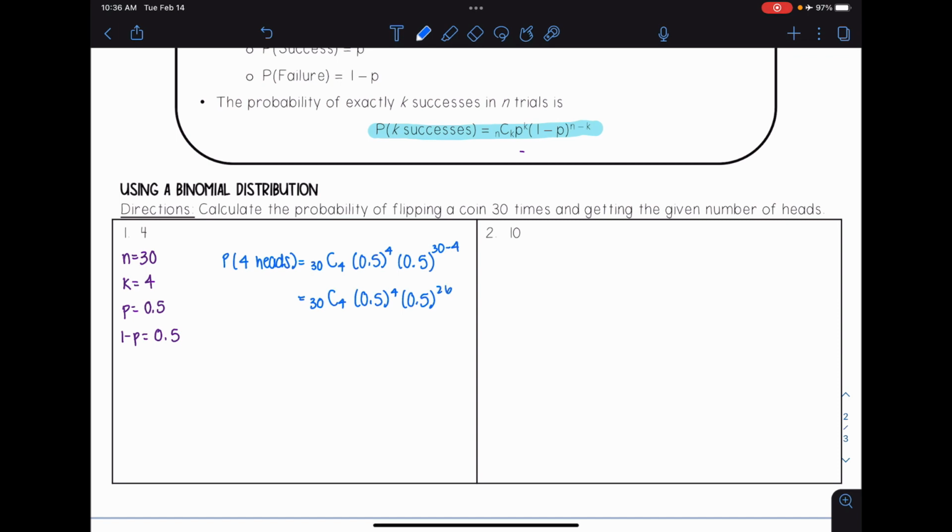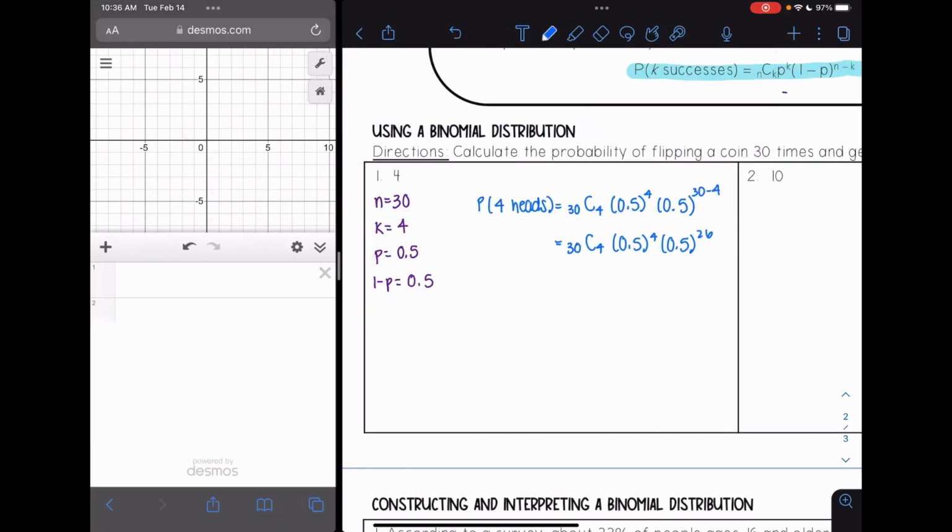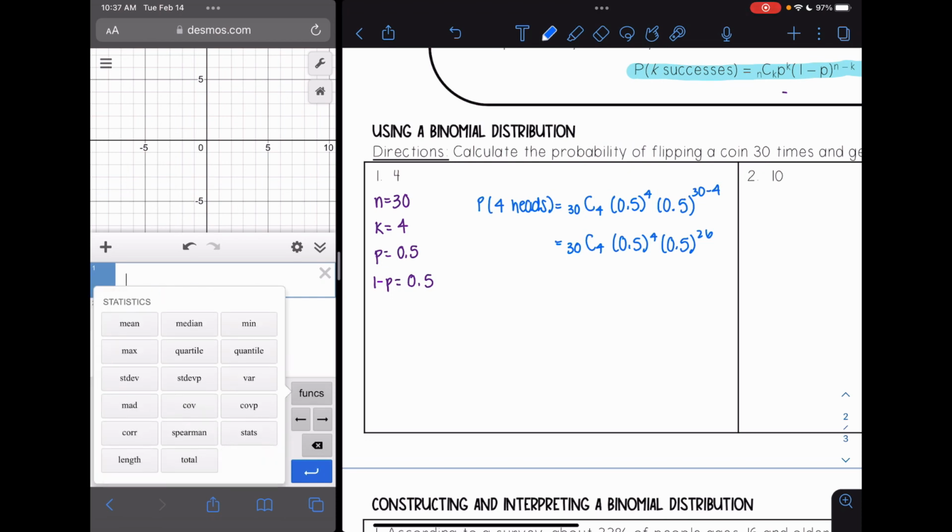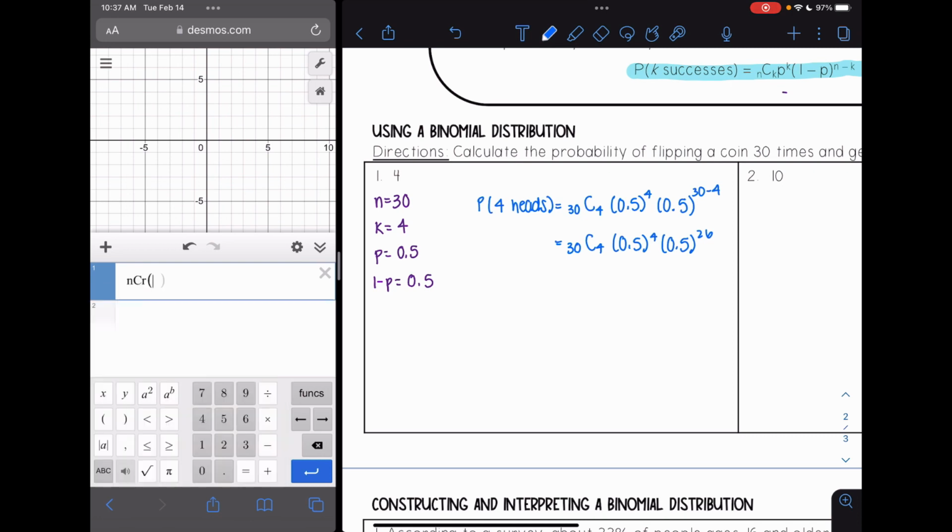And now I can go ahead and plug this all into Desmos. So going over to Desmos, I can do this combination in here. If I go to functions and scroll all the way down, I'm going to hit nCr. And so I'm going to do 30, comma 4, close that parentheses, times 0.5 raised to the 4th. I'm going to hit this a/b button and click 4, right arrow, and then times 0.5 raised to the 26 power. And so I get this very long decimal, so it looks like this is going to be a very low chance. So the answer here is going to be 0.00003.